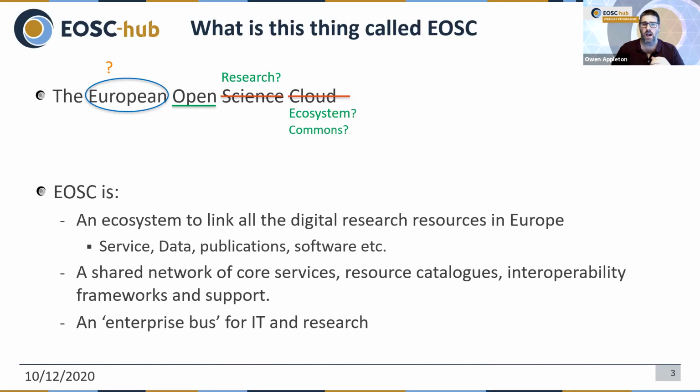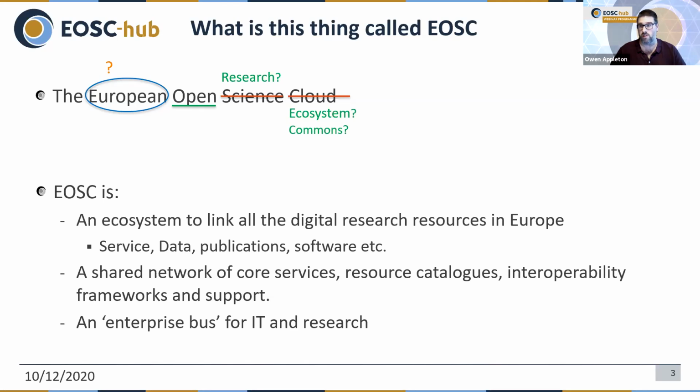So what is it? For me, EOSC is an ecosystem to link all of the digital research resources in Europe. I'll use the word resources quite a lot, although I'll also use the word services quite a lot. Just to explain that briefly, in dealing with EOSC, we've become quite aware that at times there is a division in the IT research world between those who mostly deal with services and those who mostly deal with data. And we've come to understand together that you can't put either above the other. They're both required to make the other make any sense.